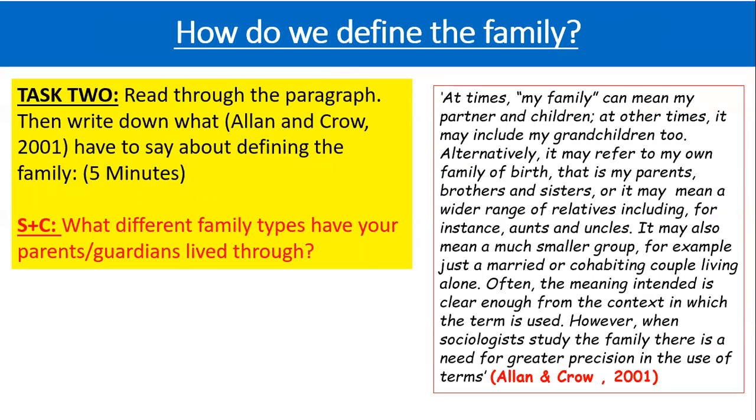Right, so for task 2, how we actually define the family. You may be thinking a family is essentially, as many in the class have said, a mum, a dad and kids. But it's quite a simplified view, and it's something that Allen and Crow in 2001 really highlighted. They wanted to illustrate that defining the family is complex and often overly simplified.